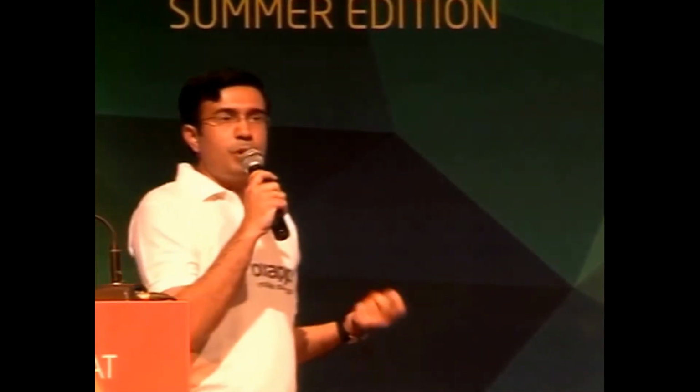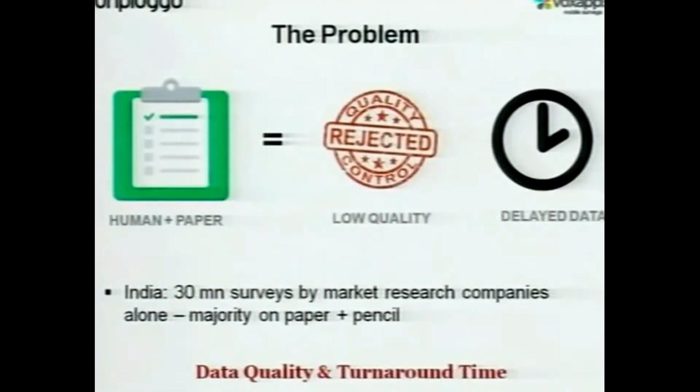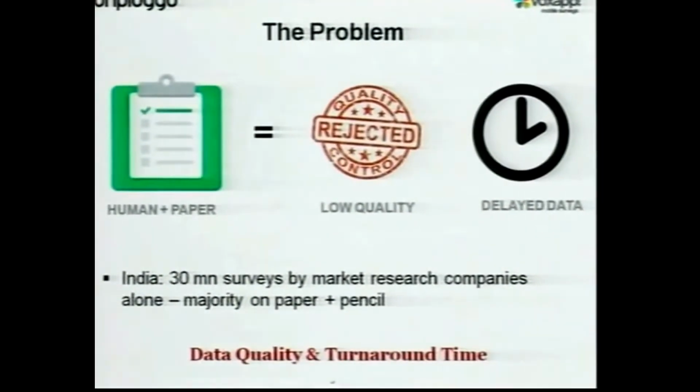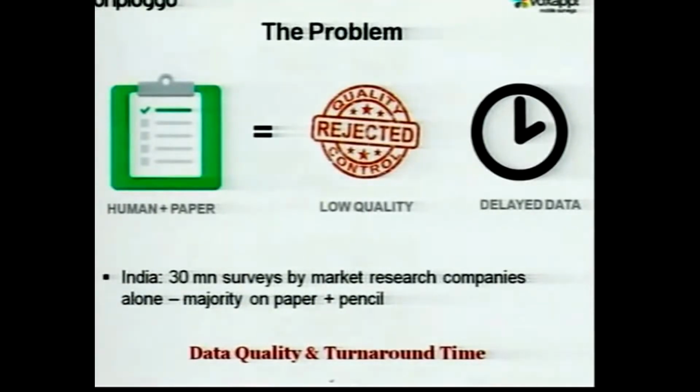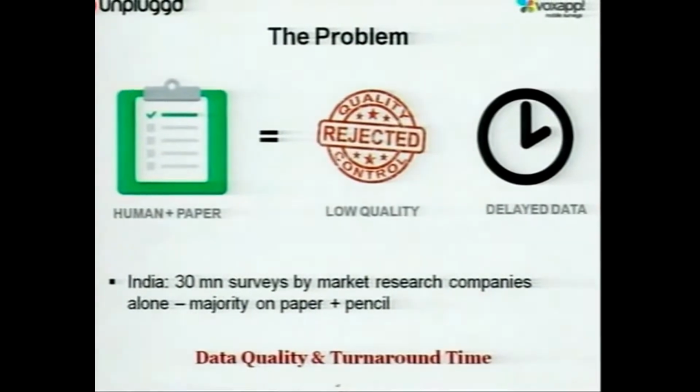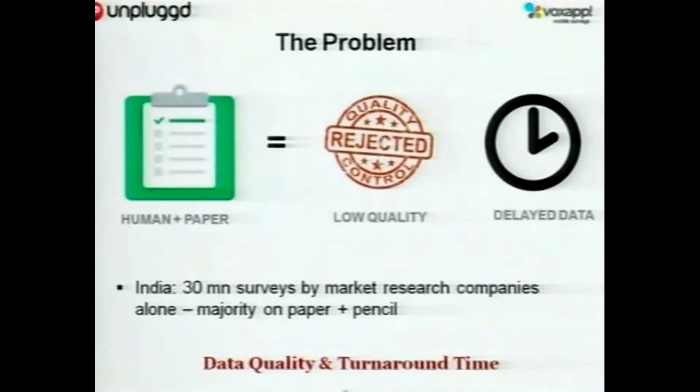So what is the simple problem that we are solving? Most companies in India today, and actually across countries, face the problem that a lot of the data that they collect is available to the decision-making teams in the management about 30 days late, and quite often there are huge inconsistencies in the quality of the data that's collected. So there's a problem of both quality and turnaround time. Just a small stat there: about 3 crore surveys are conducted in India every year by market research companies alone.